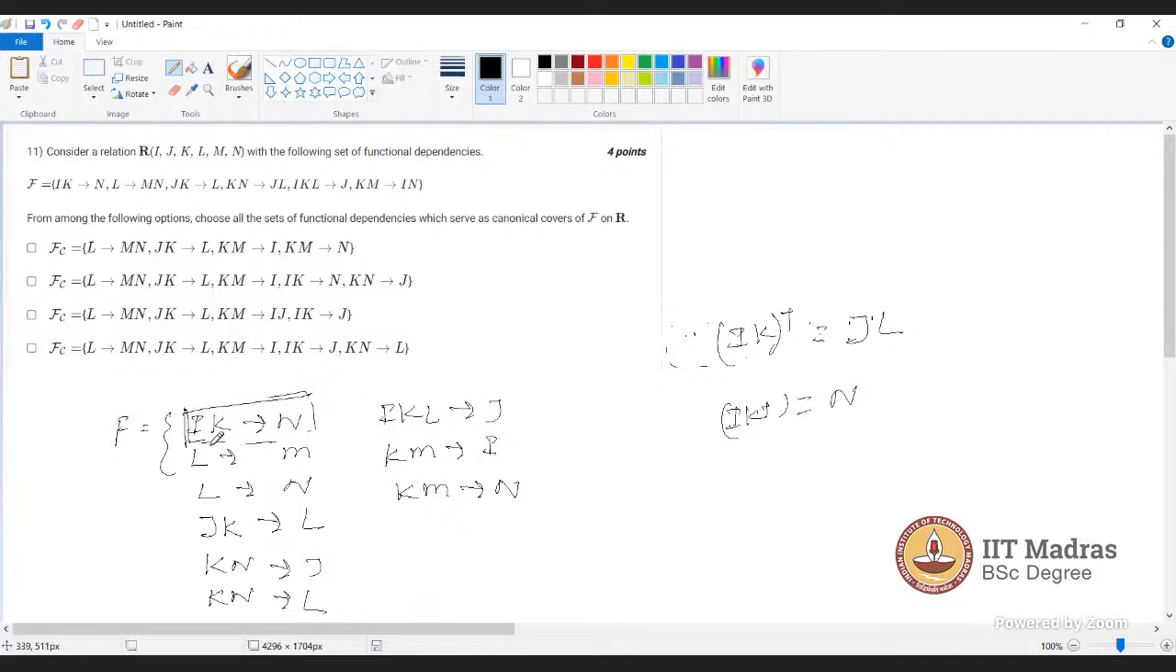Sir, how is the IK closure JL? Okay, so without the help of this dependency, the IK closure is just IK. Sir, but you get N from IK and from K you get J and you get L, right? No, we are not using that. So we only get IK, not N.